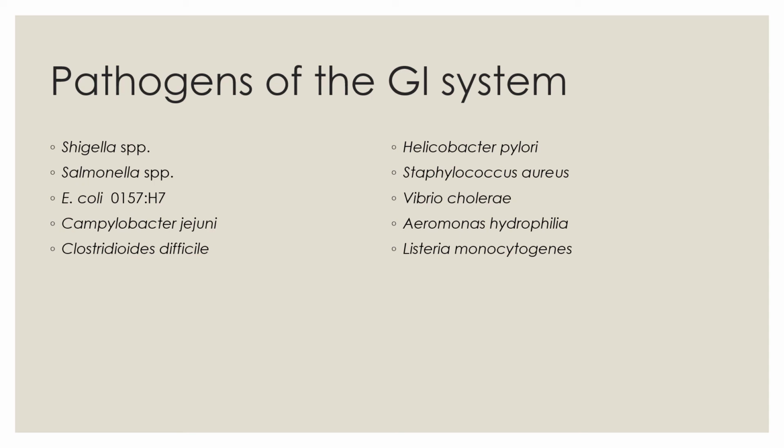We have Helicobacter pylori, which can cause ulcers and other gastrointestinal problems. We've got Staphylococcus aureus that can produce toxins that cause food poisoning, such as toxins A and D. We've got Vibrio cholera that causes cholera. Aeromonas hydrophilia that can cause a gastrointestinal type of disease. And then finally, we've got Listeria monocytogenes. So all of these organisms are ones that we covered in this unit today. And hopefully you found this unit to be pretty interesting.